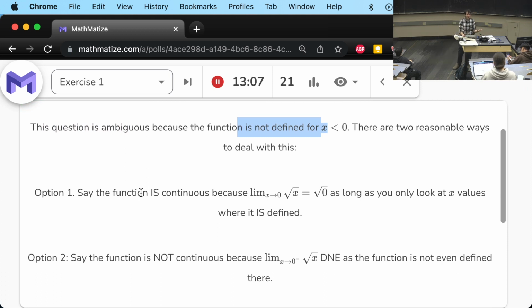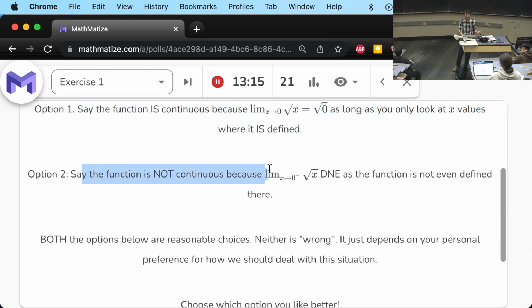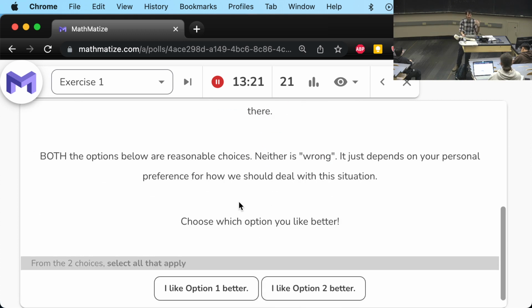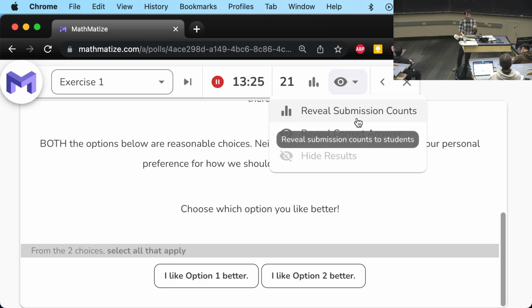You can choose to be an option 1 person and say it is continuous because the limit works wherever it is defined. Or you can say option 2, it's not continuous because the limit for the negative numbers does not exist. And it's up to you. Neither is wrong. It's just a matter of opinion. So it's whatever you like better. There is no wrong answer for this one.